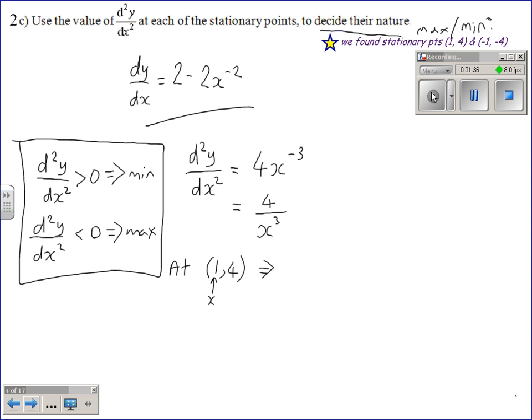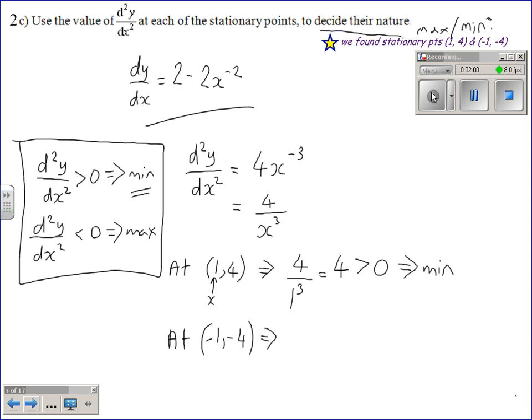Anyway, we're going to substitute the 1 in. So we've got 4 over 1 cubed. 1 cubed is obviously 1, so 4 divided by 1 is 4. 4 is clearly greater than 0. So going back to our prior knowledge, if you've got a positive number, it implies that at 1, 4 it's a minimum.